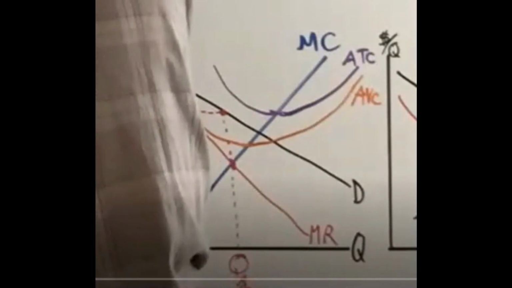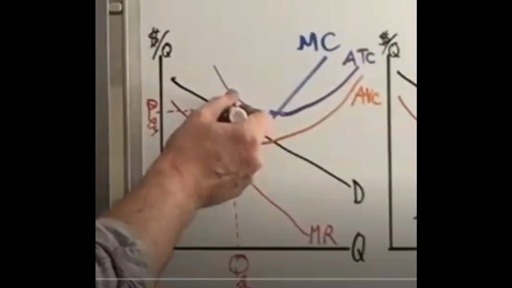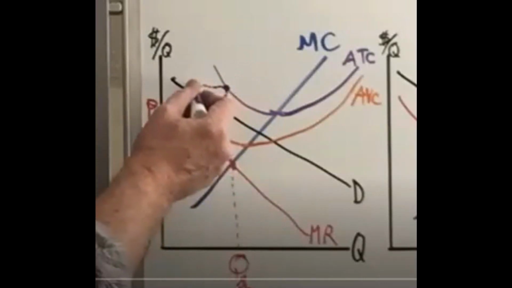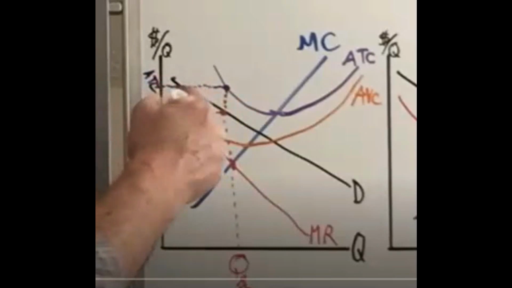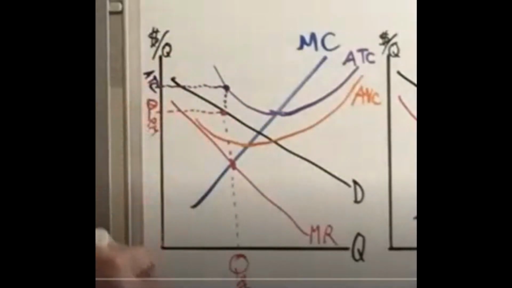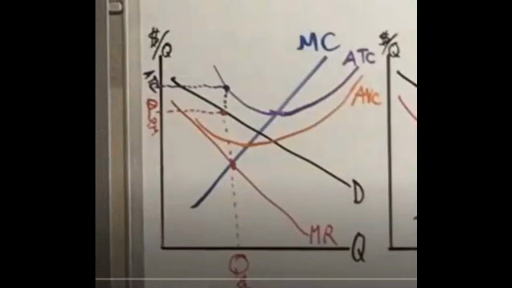And if we follow that line vertically again, but we have to take it all the way up to the average total cost curve, which is higher, we can see that average total cost, ATC, is higher than the price. So average total cost is greater than the price, and therefore this firm is operating at a loss for sure. But it all depends on their variable costs.